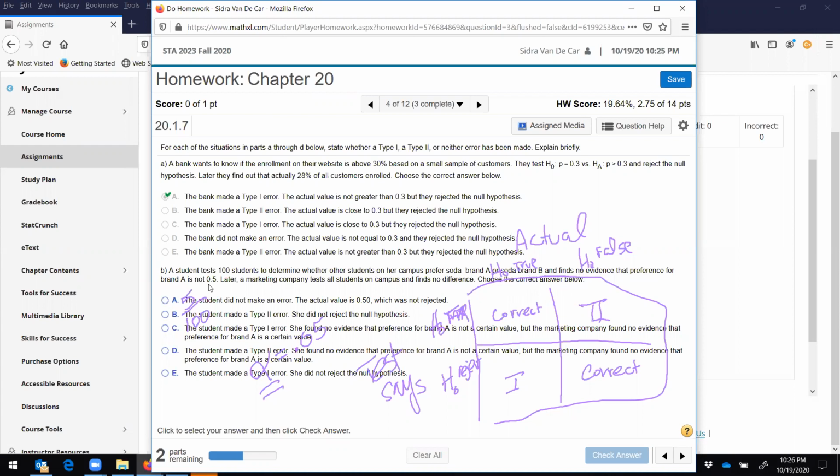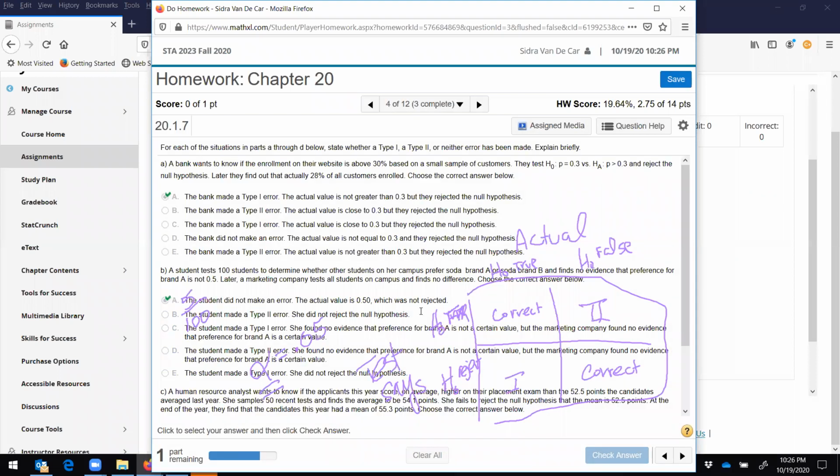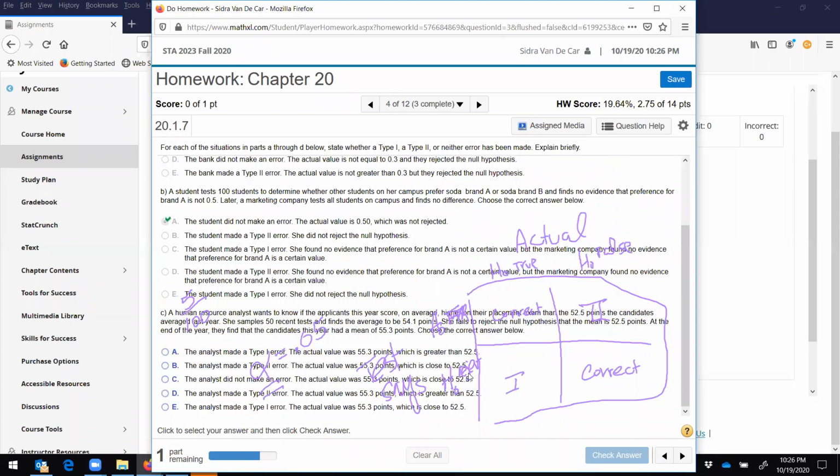So in other words, it's 50-50. Later, they say it's 50-50. So the student did not make an error. So it should be A. I think I'm going to have to clear this so that we can read a little bit better here. But remember that type 1 is rejecting the null when the null is actually true. Type 2 is not rejecting the null when we should have.